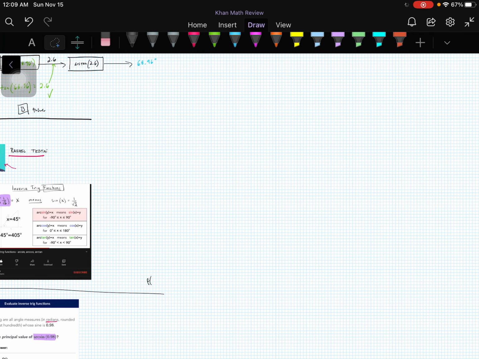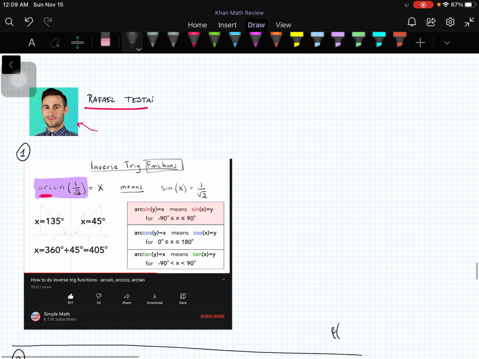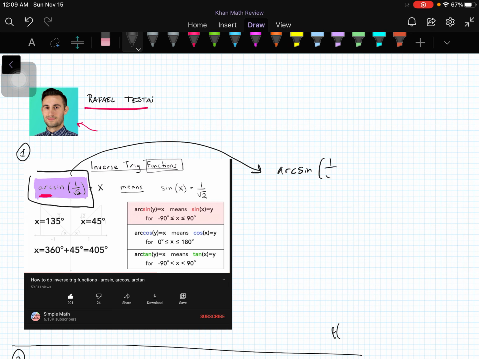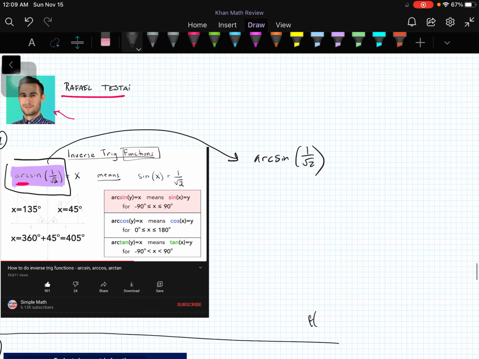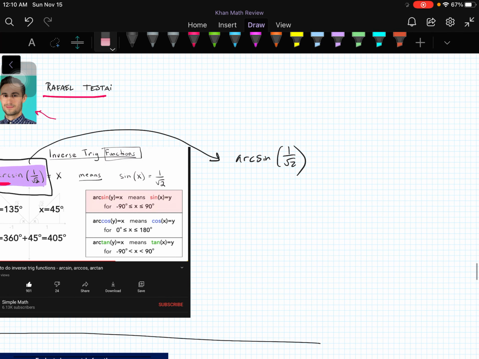But let's see, here's the whiteboard. So what is this problem initially asking us? The initial problem was find arcsine of 1 over square root 2. And the guy was like, okay, give me the answer. What is arcsine of 1 over square root 2? Find the answer for that.